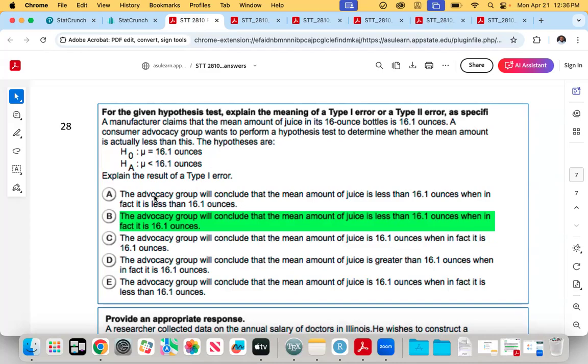Let's look at A. The advocacy group will conclude that the mean amount of juice is less than this when in fact it should be equal to this, not less than that. Is that okay? When in fact the null hypothesis is what? Mu equals what? 16.1. So here it says that the advocacy group concluded the mean amount of juice is less than this when in fact it is this. So this is how to interpret type 1 error.